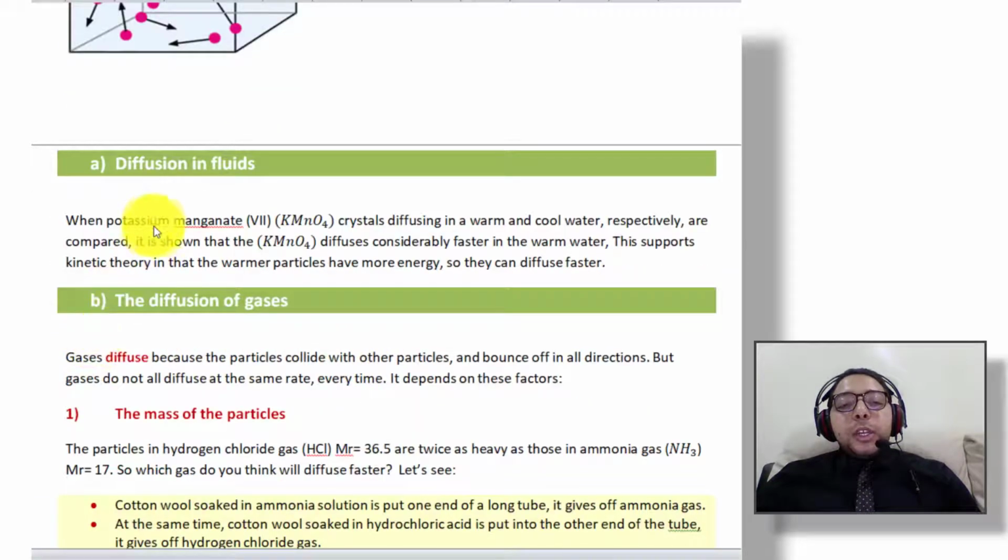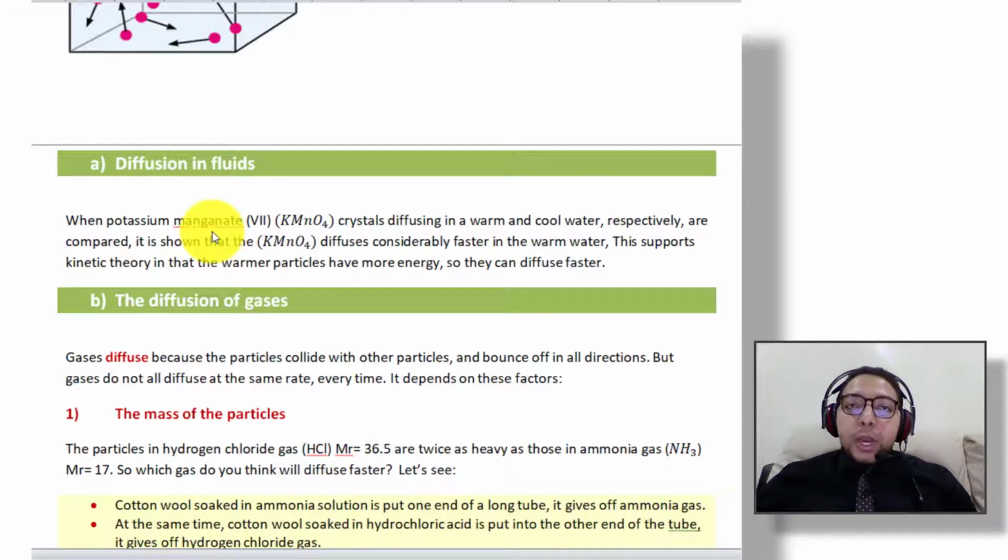Let's discuss diffusion in liquids and fluids. When potassium manganate (KMnO4) crystals are placed in warm water, it diffuses. Potassium manganate, by the way, is purple. So when you place potassium manganate in warm water, the purple color will diffuse much faster than when placing it in colder water. In cold water, diffusion will take place, yes, but much slower than in warm water.